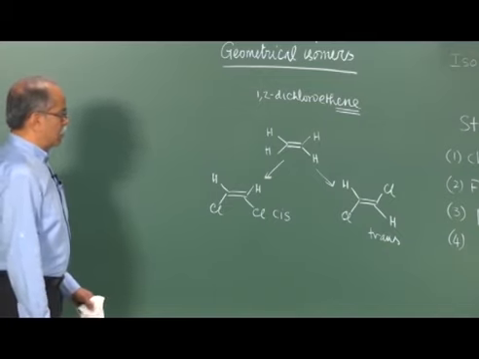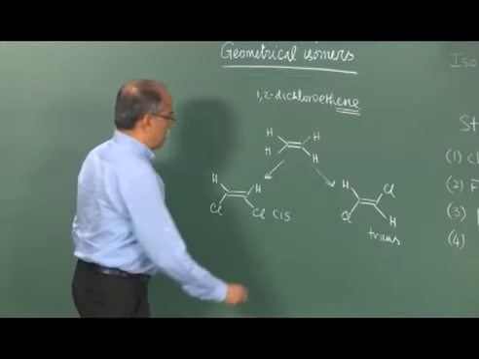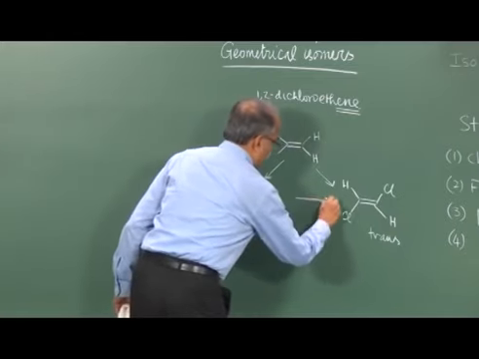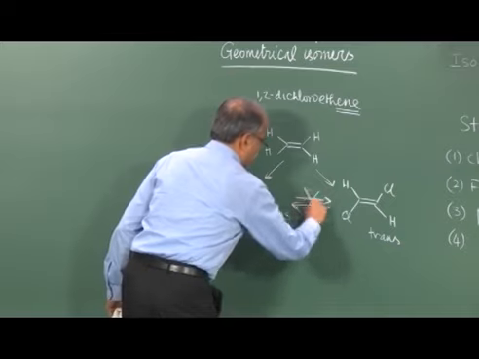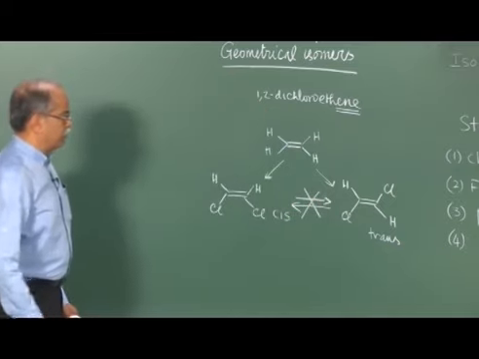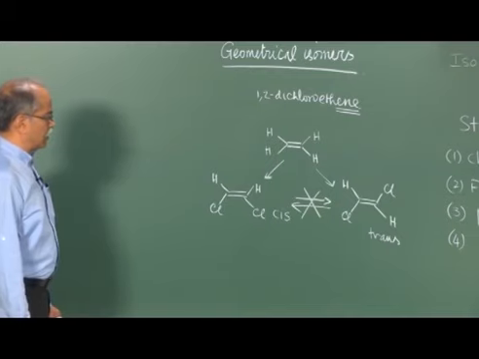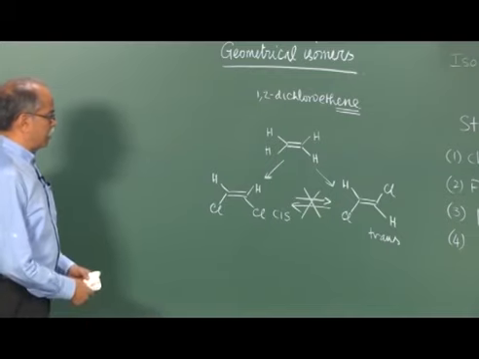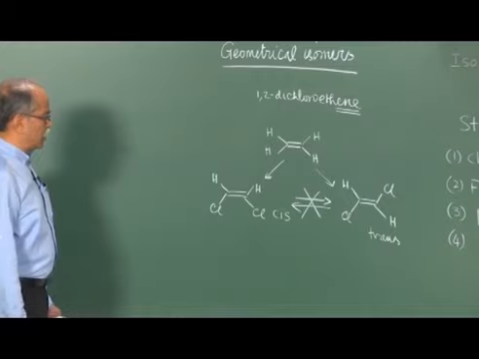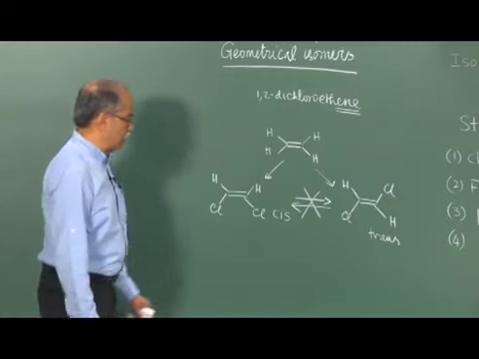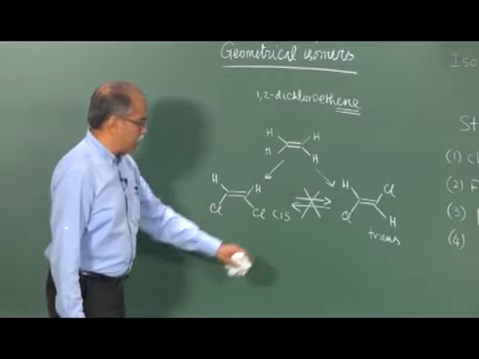Now, the geometrical isomers have independent existence. They are not interconvertible with respect to each other. They do not interconvert under normal conditions. Under some special conditions, they do undergo interconversion. But under normal conditions, during heating and all, they do not undergo isomerization from one to the other. So, they are stable independently.